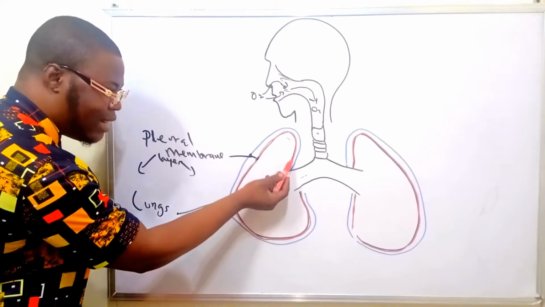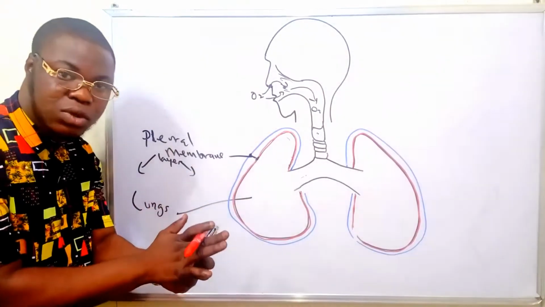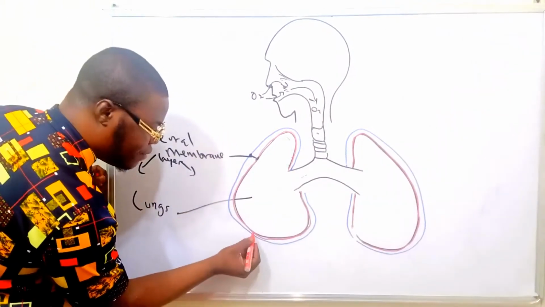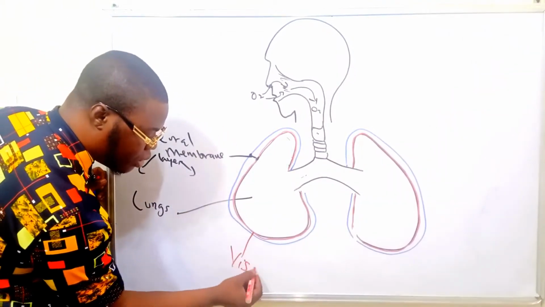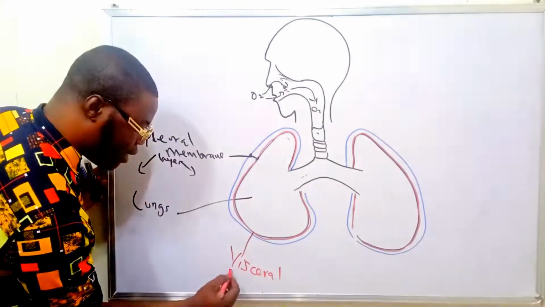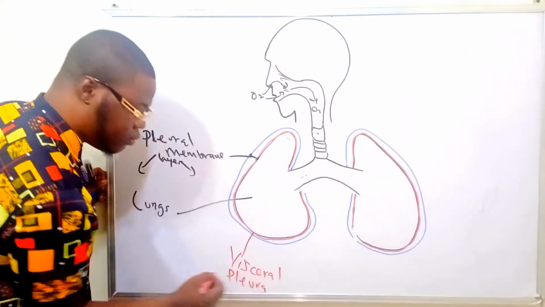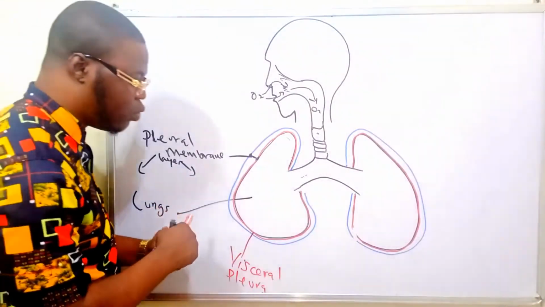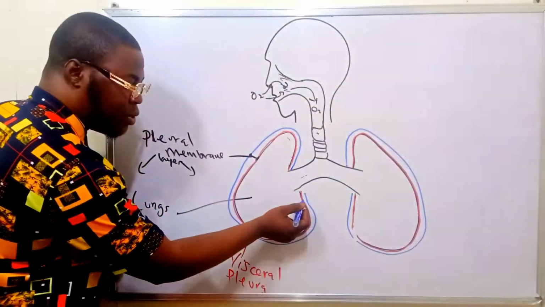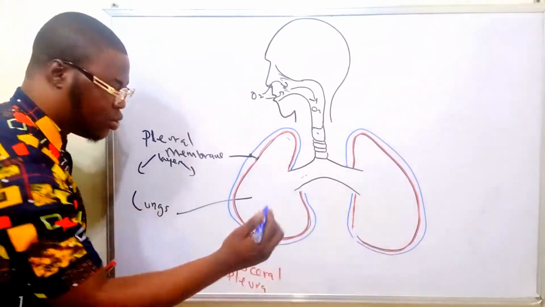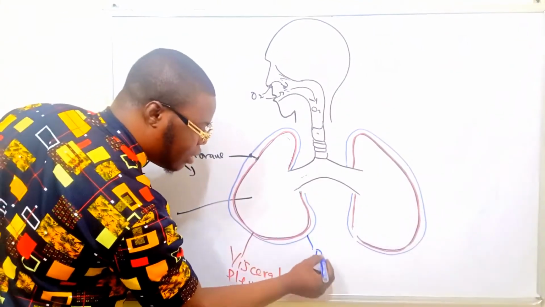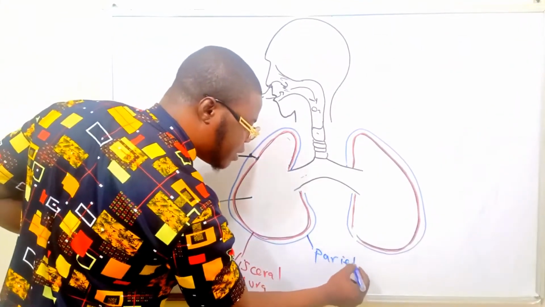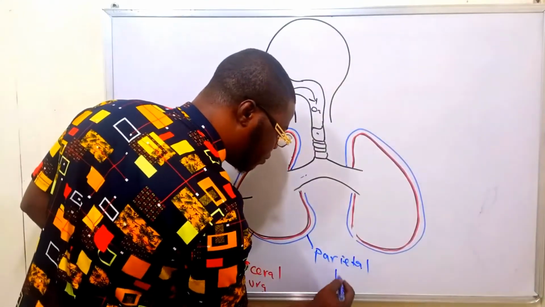So that inner layer adheres to the lungs, and it is called the visceral pleura. Visceral pleura. Simple as that. But the one covering it, this blue one, is the outermost layer like that. And it's called the parietal pleura. Parietal pleura.